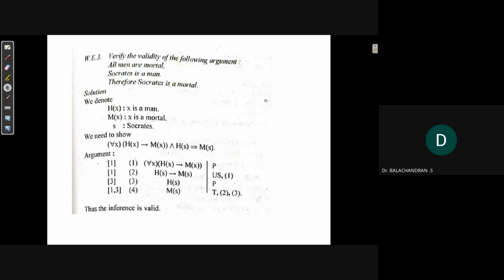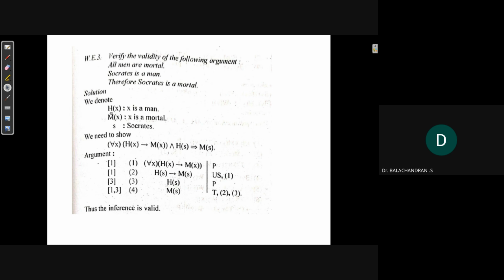Okay, so verify the validity of the following argument. All men are mortal. Socrates is a man. These two are premises. Therefore, Socrates is mortal.